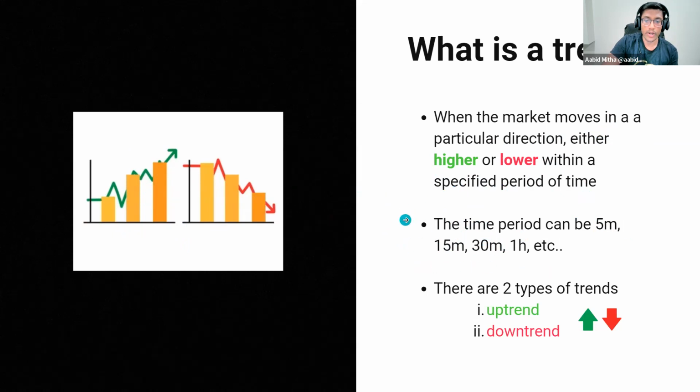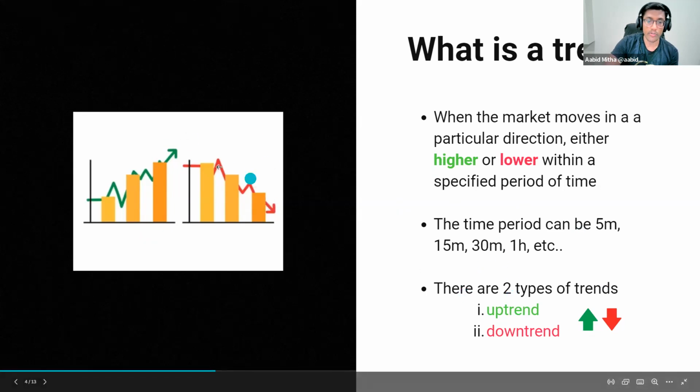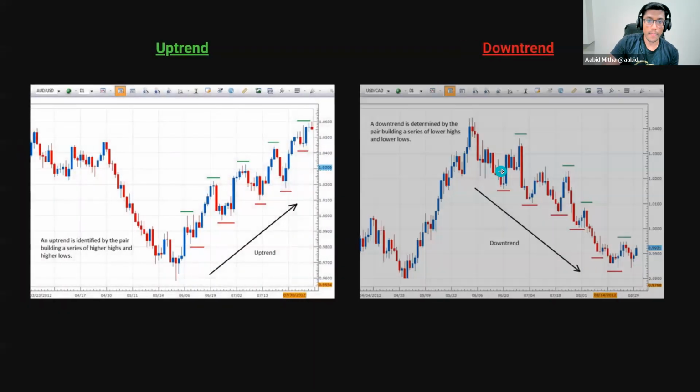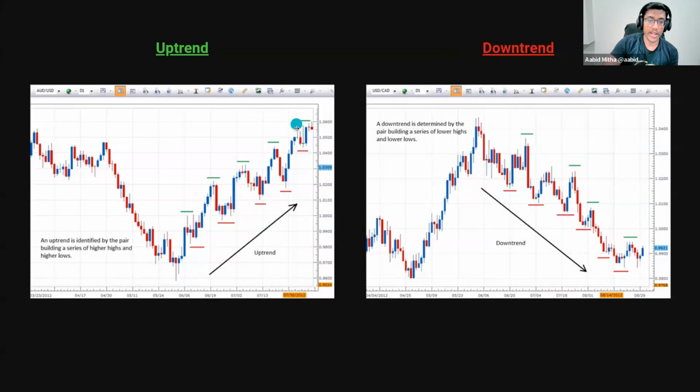But within the binary options market, we tend to look at shorter term intervals, such as anywhere between 1 to 15 minutes, particularly 5 minutes and 15 minutes. And we look at how these trends are formed within those periods of time. So once again, how do we identify an uptrend? We can see that in an uptrend, we have higher highs and higher lows.